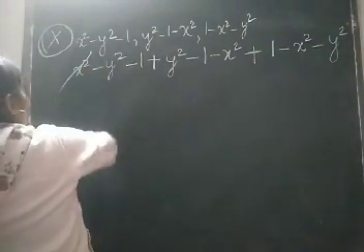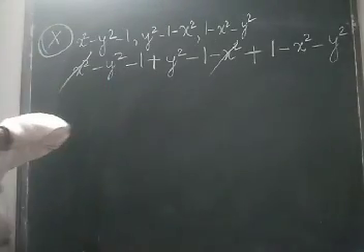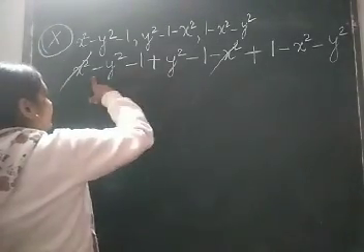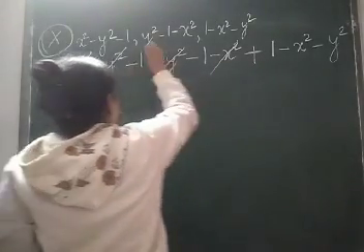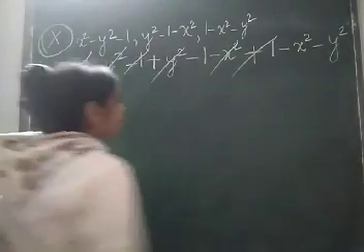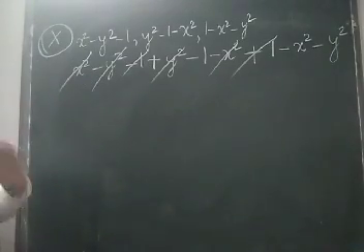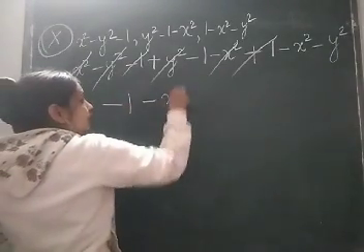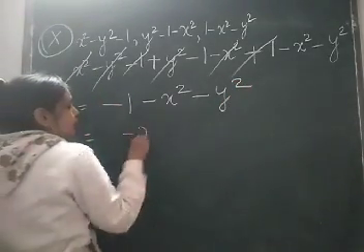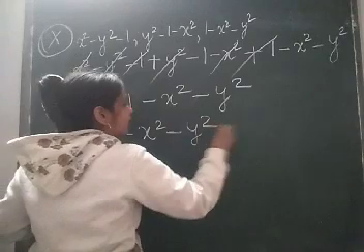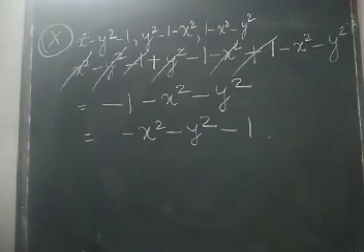Yes. x square and minus x square, plus x square minus x square got cancelled. y square minus y square plus y square, so this will also get cancelled. Minus 1 plus 1 will also get cancelled. Now what all is left? Minus 1 minus x square minus y square. So this can also be written as minus x square minus y square minus 1. Okay. So this completes your question number 2. Question number 3 we will start in the next video.